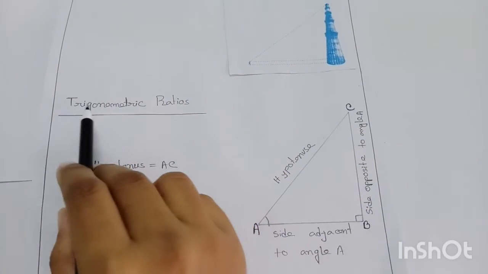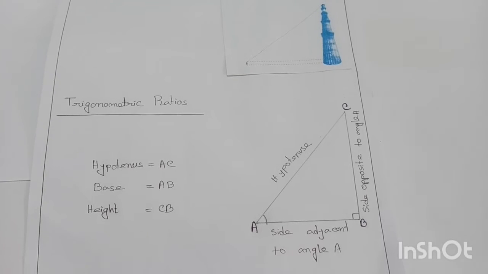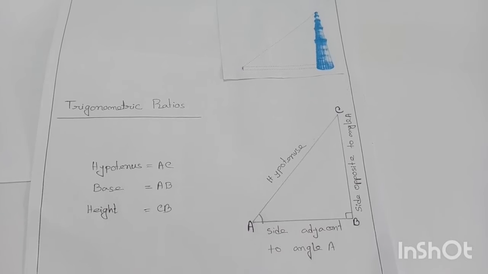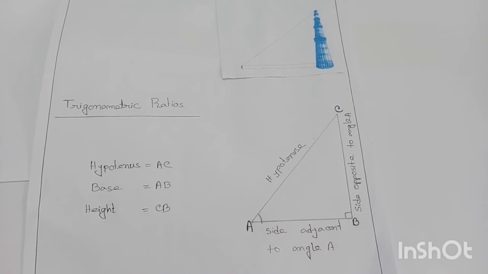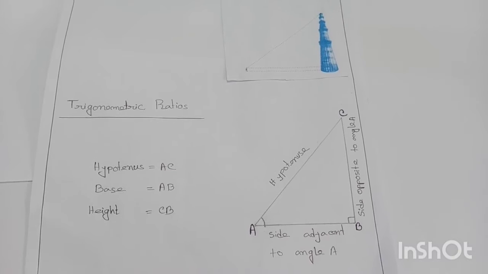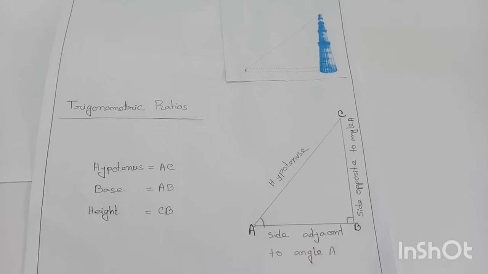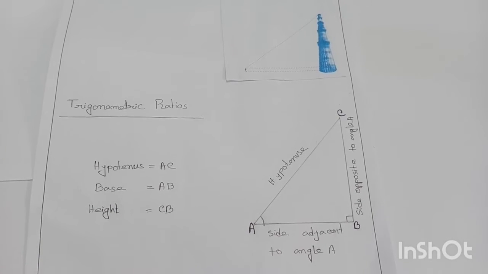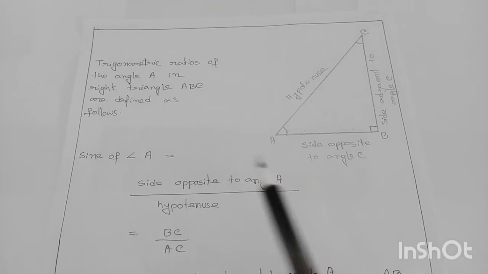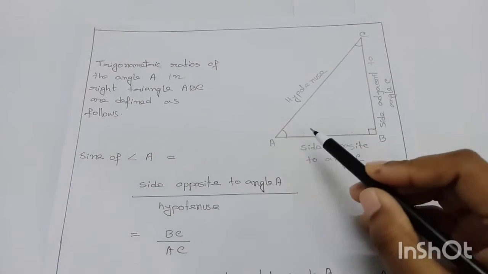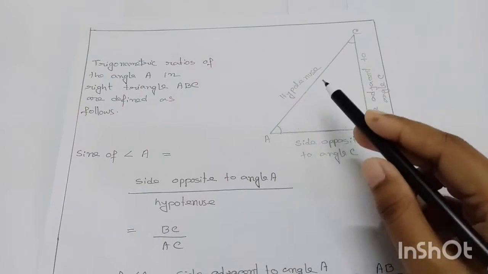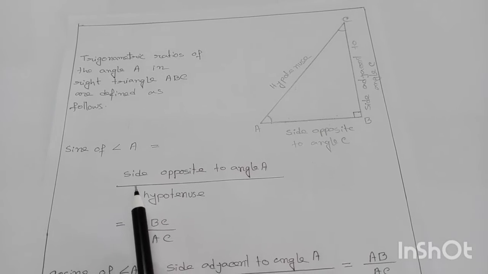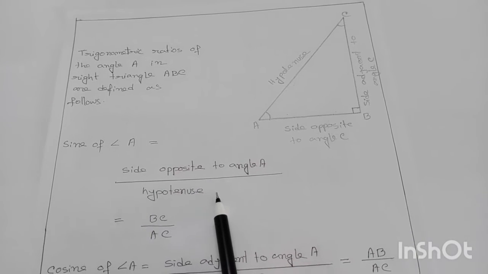So what is a trigonometric ratio? You have already studied the concept of ratio in your earlier classes. So now we define certain ratios involving the sides of a right angle triangle, called trigonometric ratios. Trigonometric ratios of angle A in right angle triangle ABC are defined as: sine of angle A equals side opposite to angle A by hypotenuse.